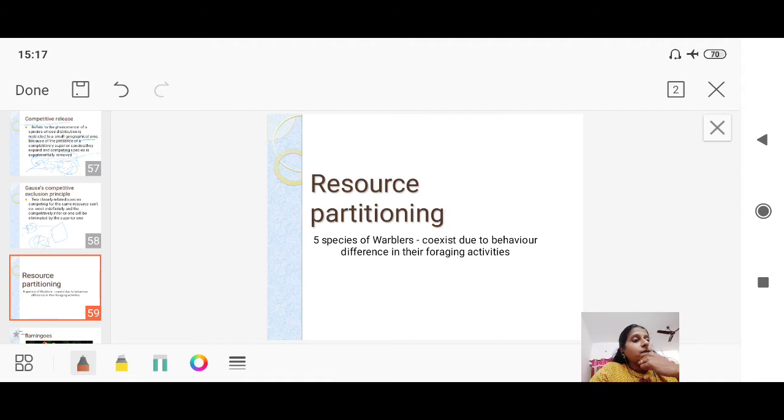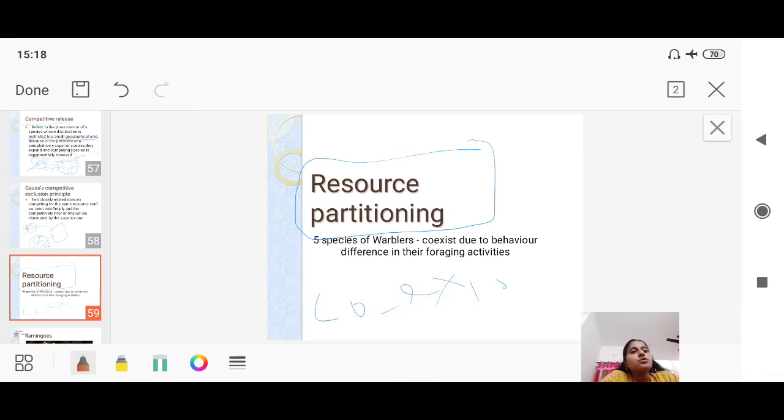Now another term we have to learn in this competition is from another scientist, whose name is MacArthur. What MacArthur said is that competitive exclusion is not totally correct. There exists a phenomenon called resource partitioning. And what is this resource partitioning? Listen, in this they coexist. Coexistence means everyone is cooperating and staying together in one particular place.